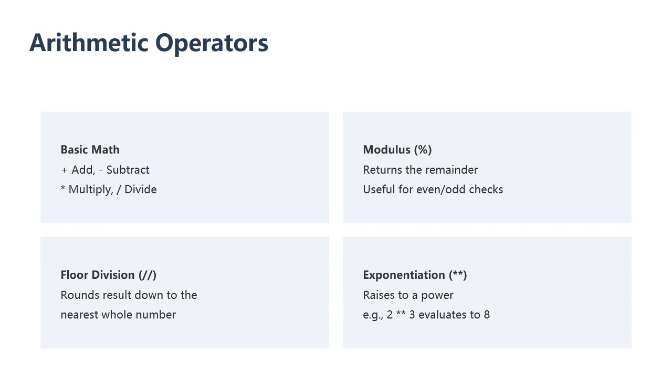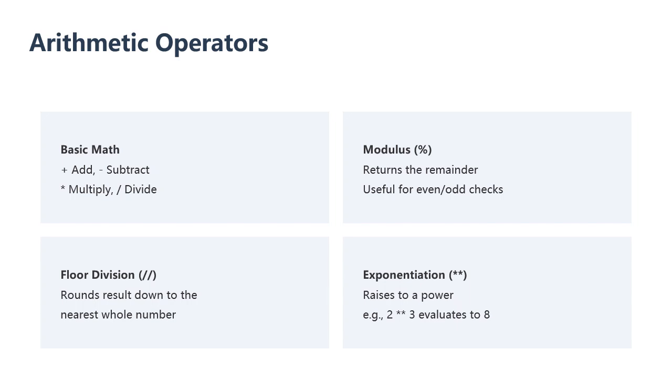Arithmetic operators are the tools we use to perform mathematical calculations in Python. First, we have the basic math operations. Addition, subtraction, and multiplication work exactly as you expect. However, pay attention to the single forward slash for division in Python. This always results in a float, meaning it keeps the decimal points.